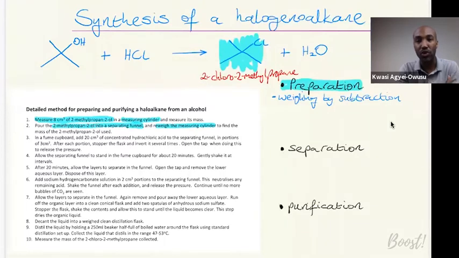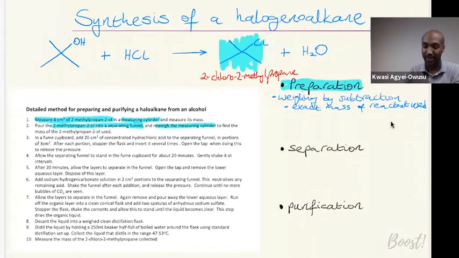And so if we subtract the mass of this empty measuring cylinder from the mass of the cylinder with the liquid, we will then know exactly how much has been transferred into our separating funnel. In other words, we get a more accurate mass of our reactant. Okay, so weighing by subtraction is very important whenever you're carrying out an organic reaction, so that you know the exact mass of reactant used.